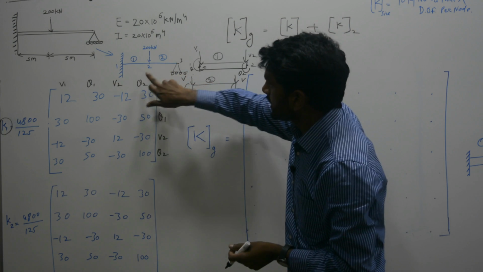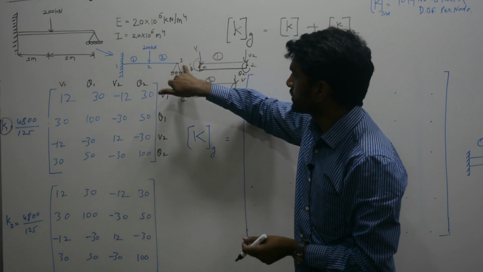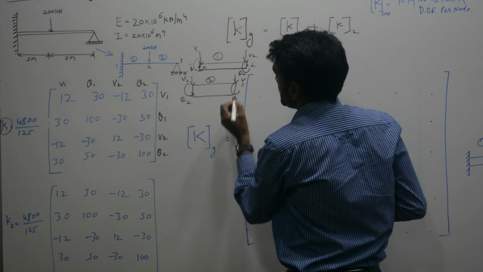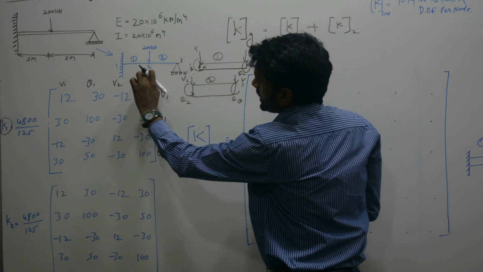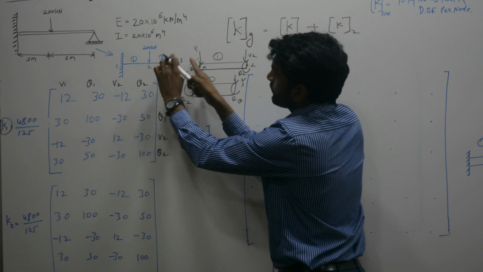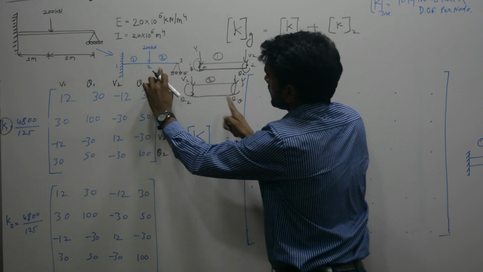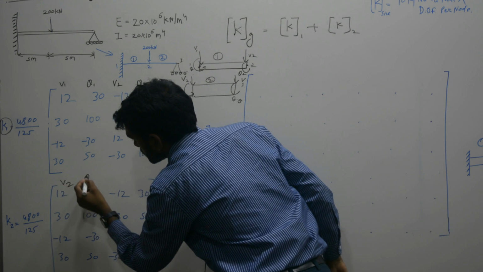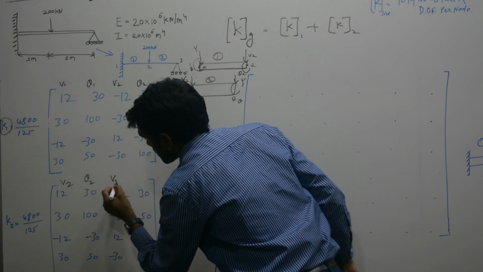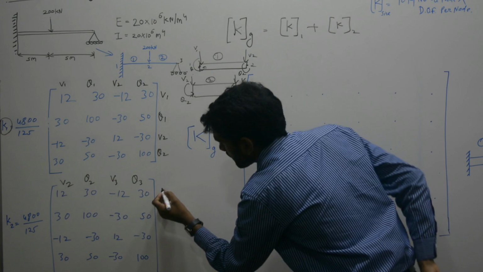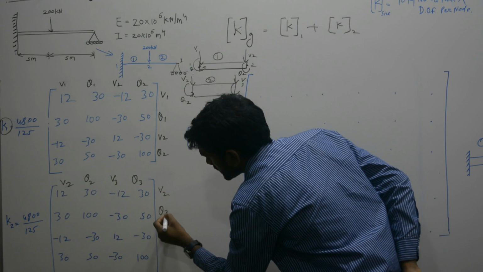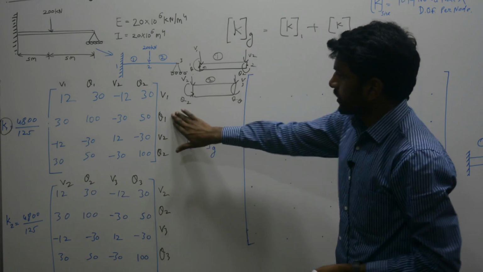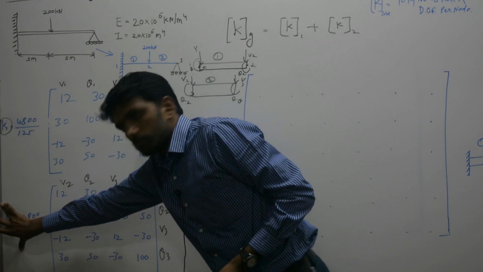Because for the second element, the initial node is 2 and the final node is 3. So here V2 theta 2, then V3 theta 3: 2 is the initial node for element 2, and 3 is the last node for element number 2. In the same way I am going to number V2 theta 2, V3 theta 3. Okay, K1 and K2 we have already formulated.